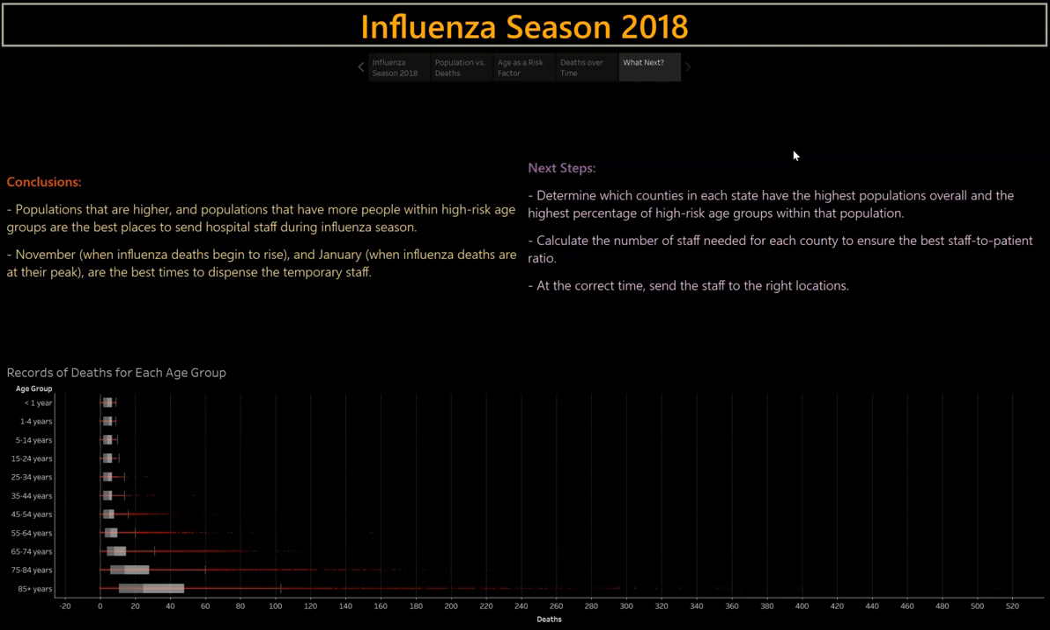So look at counties and calculate which ones have the higher populations and which ones have more people in high-risk groups within those populations. And once we run those numbers, we can calculate the number of staff needed for each of those counties in order to maintain that staff-to-patient ratio. Then, once that's all done, in November, December, and January, we make sure that those staff are sent to the right place at the right time.